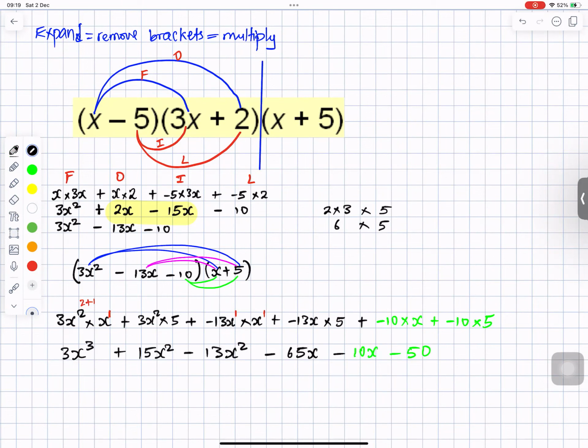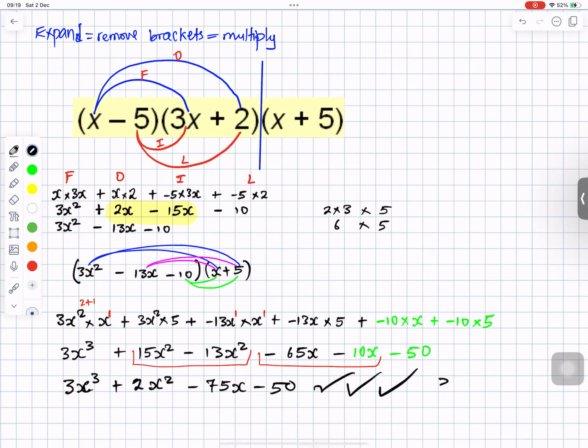The ones which are x squares, these two, we can put these two together and put these two together. So we've got 3x cubed. 15 minus 13 is 2x squared. Minus 65 minus 10 is minus 75x. Minus 50. And that's your answer.